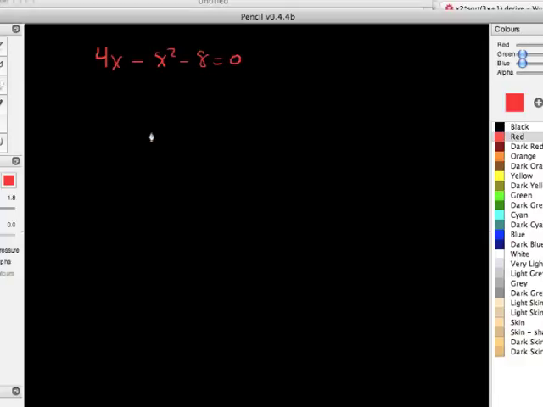So we have this equation here, 4x minus x squared minus 8 equals 0, and we need to solve for x. This is a quadratic expression right here.